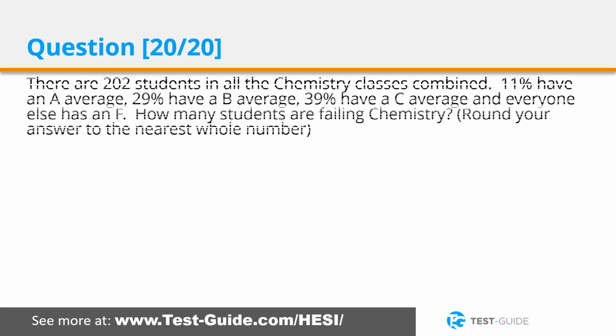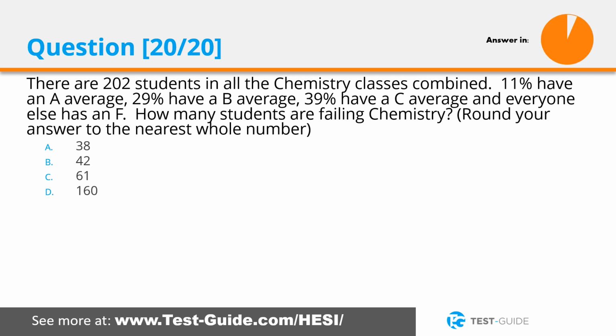Question 20. There are 202 students in all the chemistry classes combined. 11% have an A average, 29% have a B average, and 39% have a C average, and everyone else has an F. How many students are failing chemistry? Round your answer to the nearest whole number. 38, 42, 61, 160.